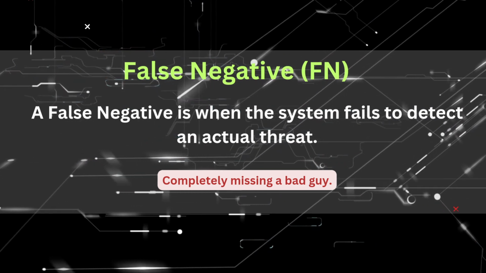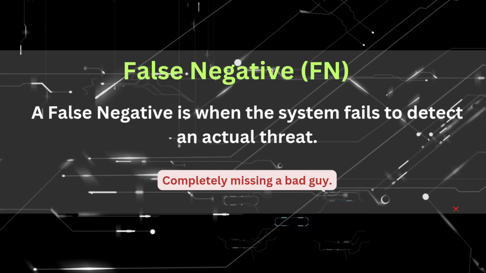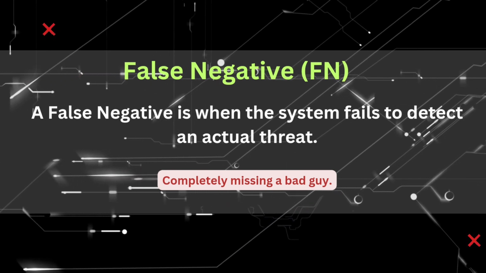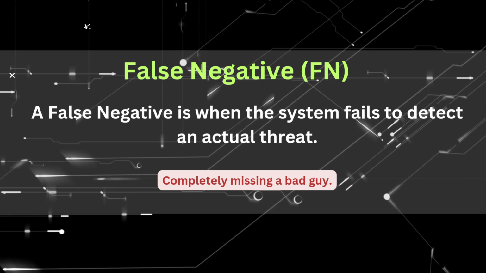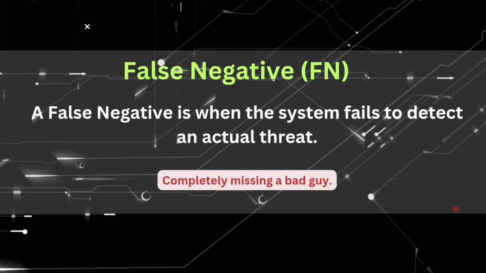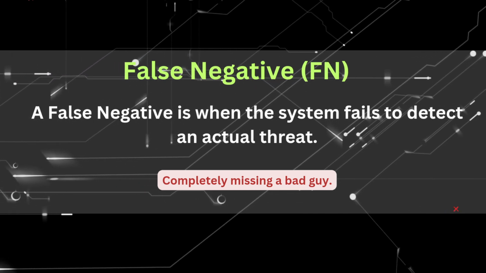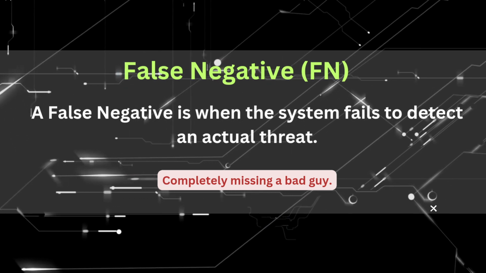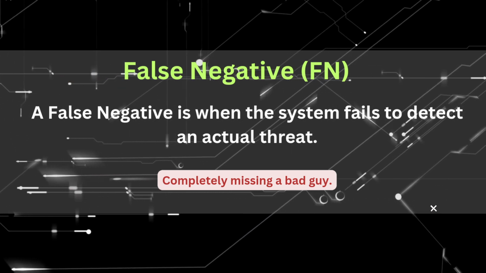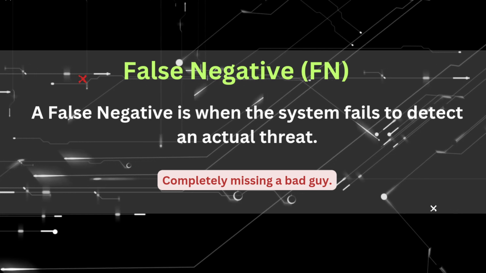So let's say there's a virus on your computer, but your security system fails to detect it. The system doesn't flag it at all and you don't get any alert. So this is a false negative. The system missed the threat. It's like your home security system ignoring a burglar breaking into your house. It's dangerous because it lets the threat slip by unnoticed.